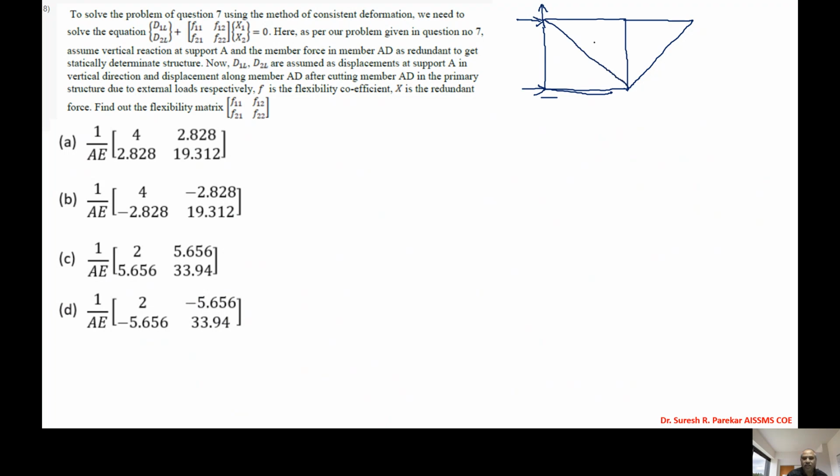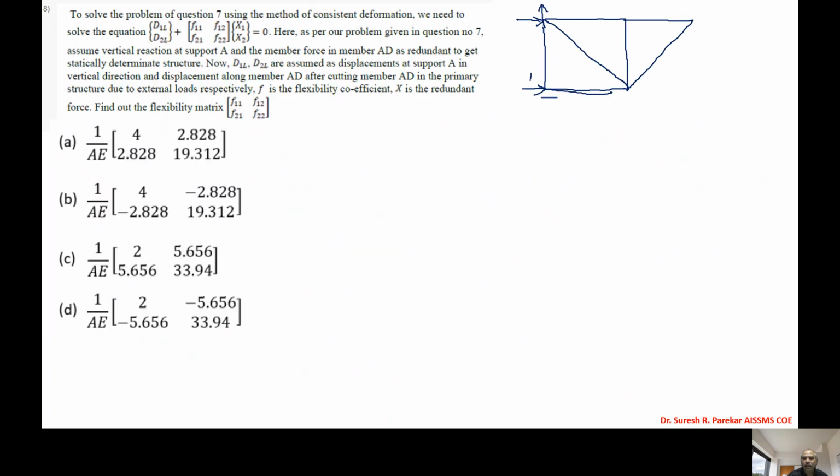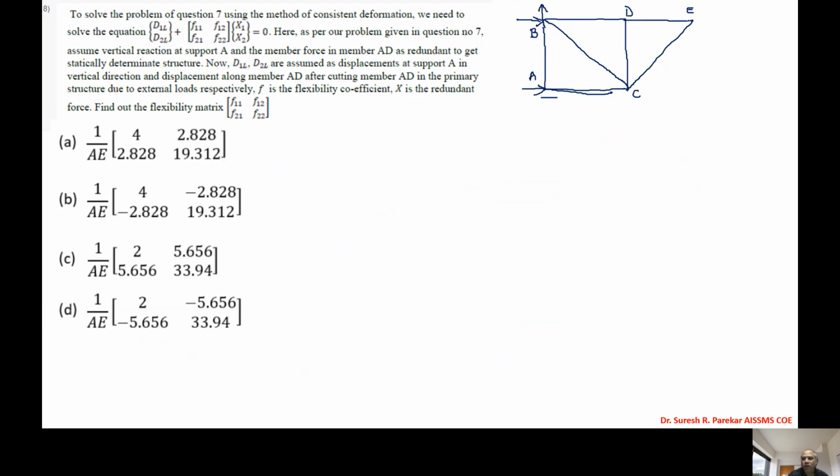We have these names as A, B, C, D, E. So we have this as A, B, C, D. We have removed AD, and then E, and the component of this 40 we have is 32 kilonewton in the horizontal direction, and 24 in the vertical. We have taken the cos component as 32 and the sine component as 24. Now we are going to solve this.